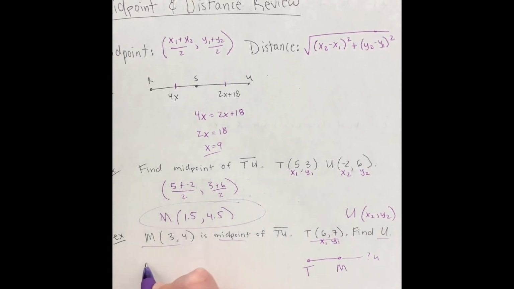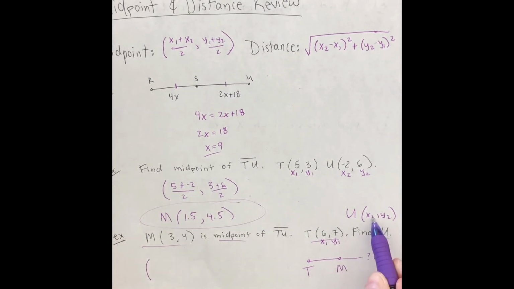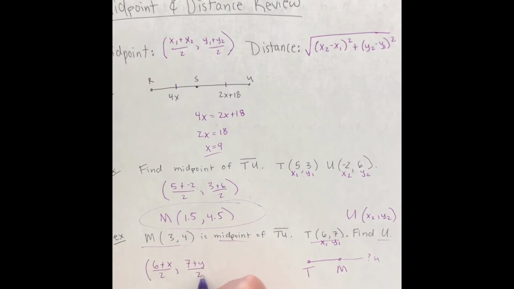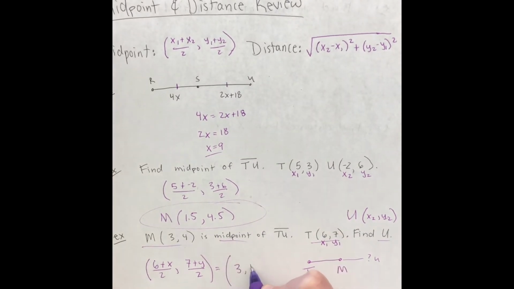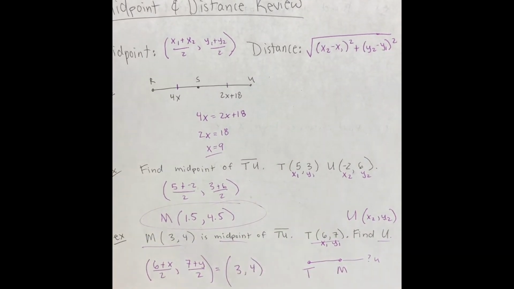So midpoint, x1 plus x2 divided by 2. So 6 plus x2, I'm just going to call it x, divided by 2. And y1 plus y2 divided by 2. So 7 plus, I'm just going to call it y, divided by 2. If that's the midpoint, then we know that this should be equal to 3, 4. So from there, what I would do is I would set the x values equal and the y values equal.